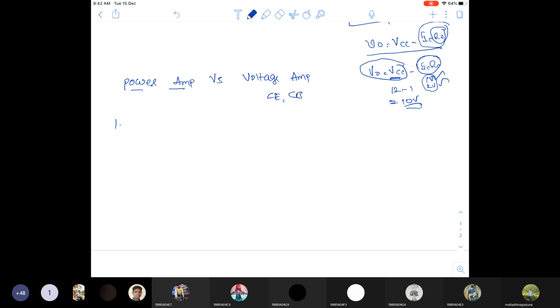Okay. So the main difference between power amplifier and voltage amplifier is, so you see, the amplifier which amplifies the current is called the current amplifier. The amplifier which amplifies the voltage is called the voltage amplifier. But power amplifier is not like that, where the amplifier amplifies the power. This power amplifier will not amplify anything.